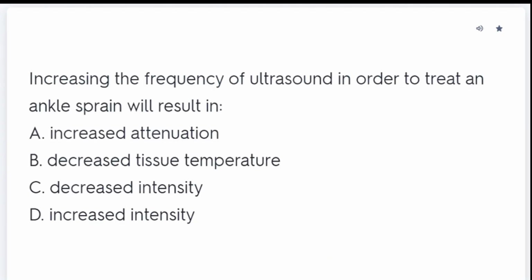Increasing the frequency of ultrasound in order to treat an ankle sprain will result in A. increased attenuation, B. decreased tissue temperature, C. decreased intensity, D. increased intensity.